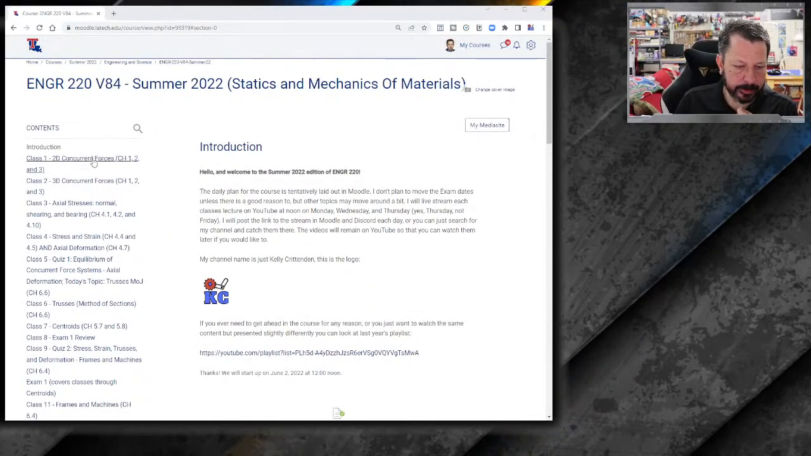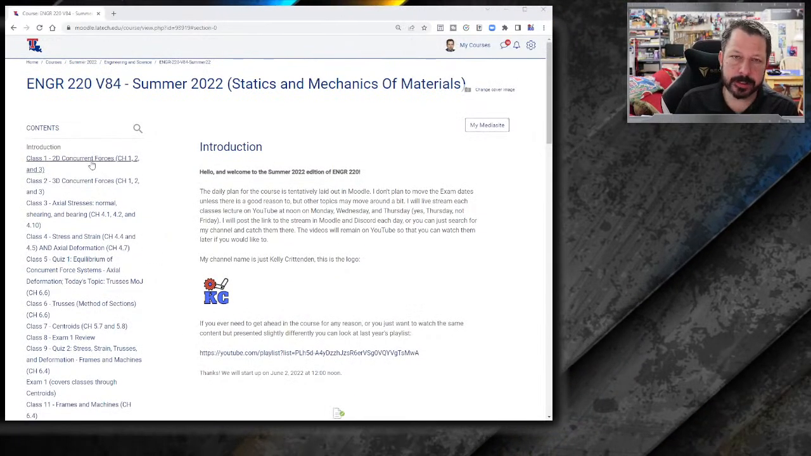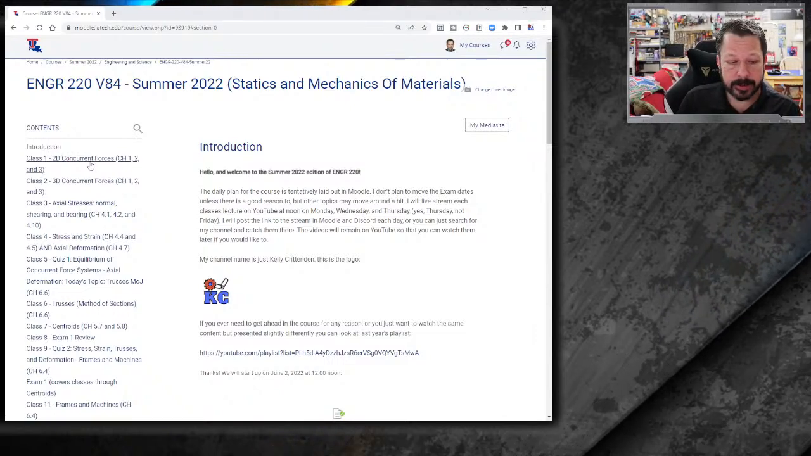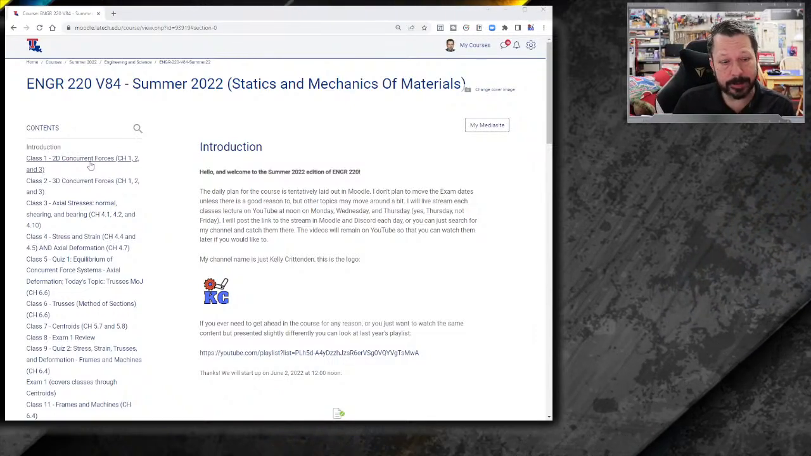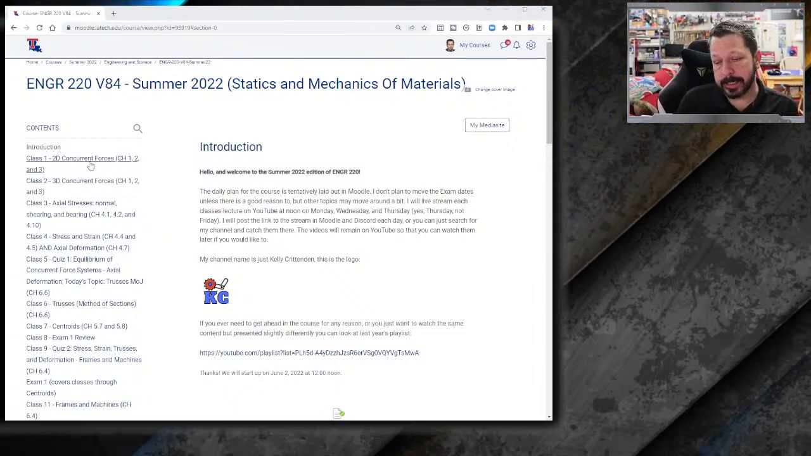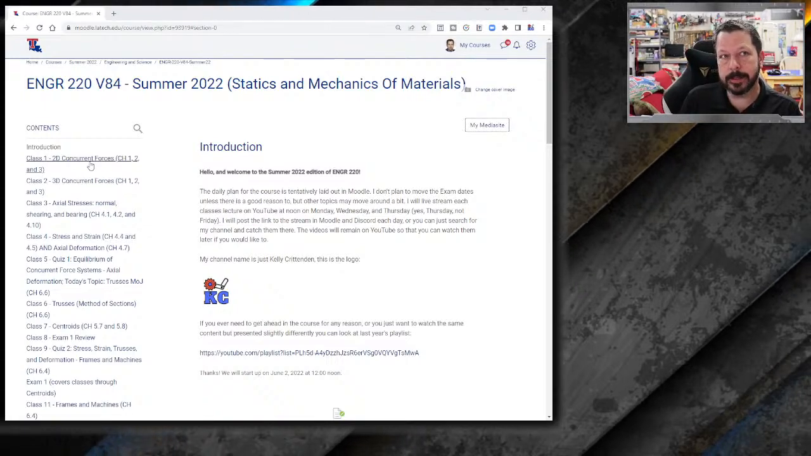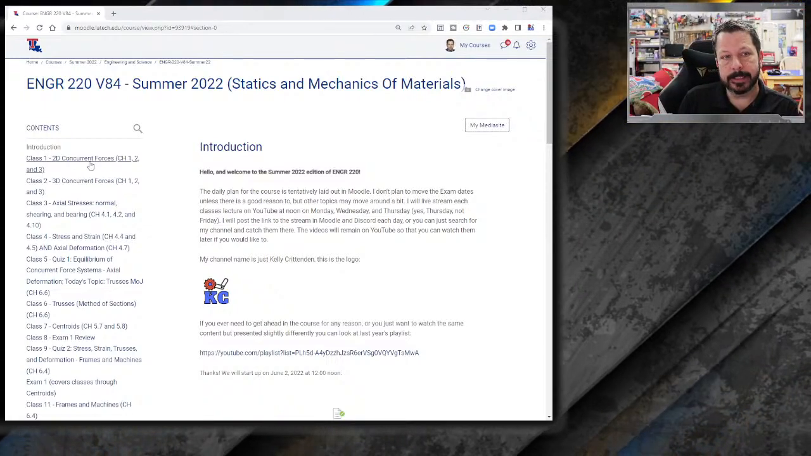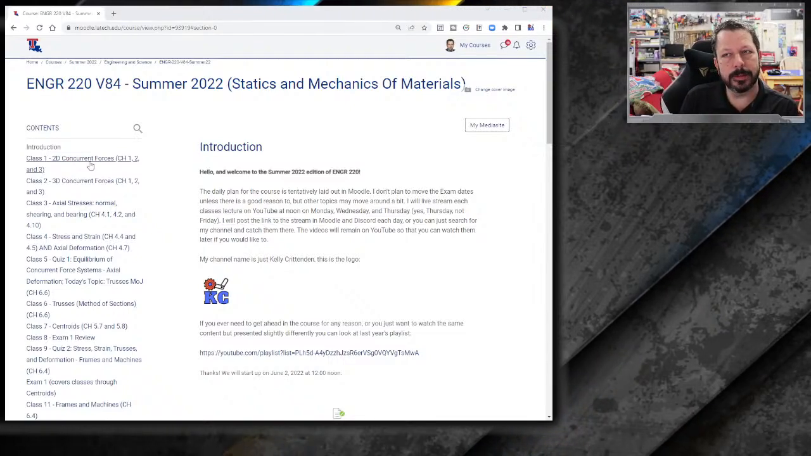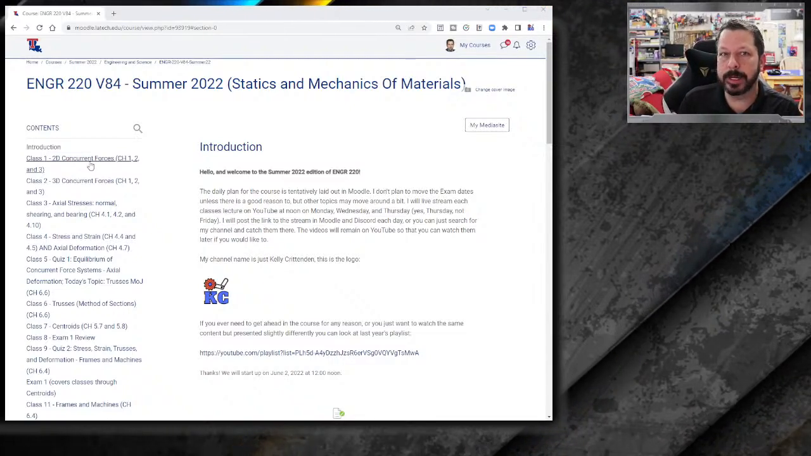So the layout here is we start with stuff that you've probably seen already, hopefully. I'll go through it kind of quickly, just with 2D concurrent forces. So at the end of the day, there shouldn't be anything that is completely new. There might be little nuances that are new, but the topics themselves shouldn't be brand new to you.